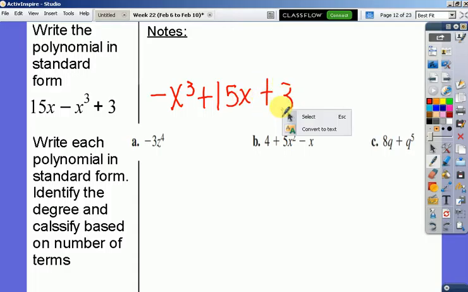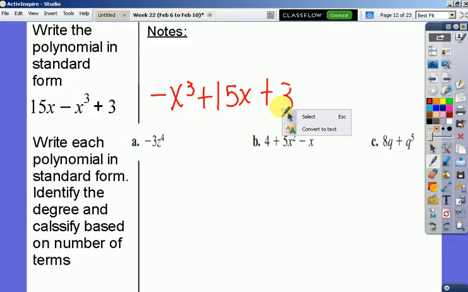What's our leading coefficient? -1. Coefficient is just a number. So the leading coefficient is -1. Is this a binomial, trinomial? It's a trinomial. It has 3 terms. Is this cubic, quadratic, or linear? Cubic. Yeah. Does that all make sense?